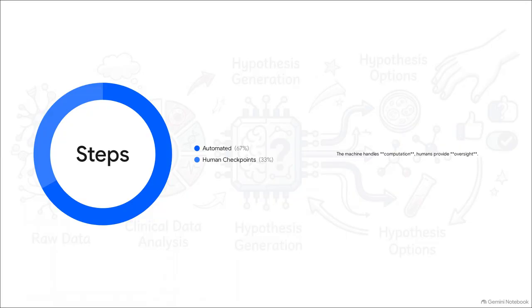Now, if you map those steps out visually, you're going to see a pretty stark contrast. The machine is handling the heavy computational lifting across 4 fully automated phases. But nestled right in the middle, and then again at the very end, are 2 high-contrast red bars. These are our 2 human checkpoints, and they are absolutely non-negotiable. They're there to ensure strict oversight, clinical plausibility, and to make sure the loop doesn't just run away with itself.